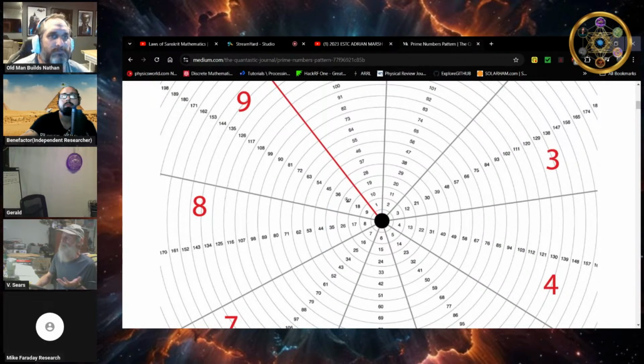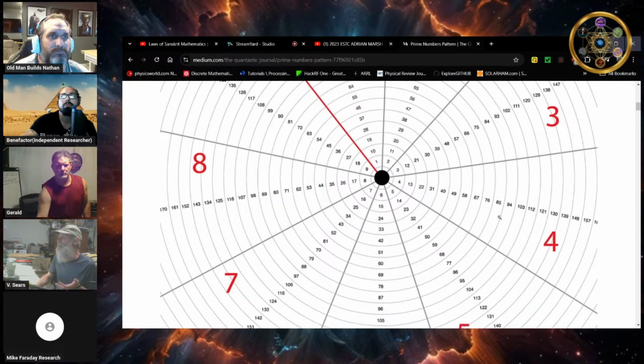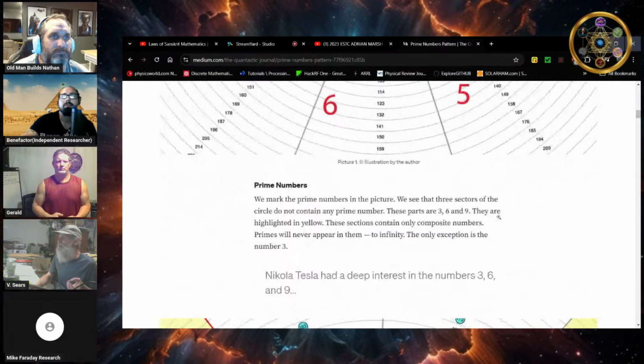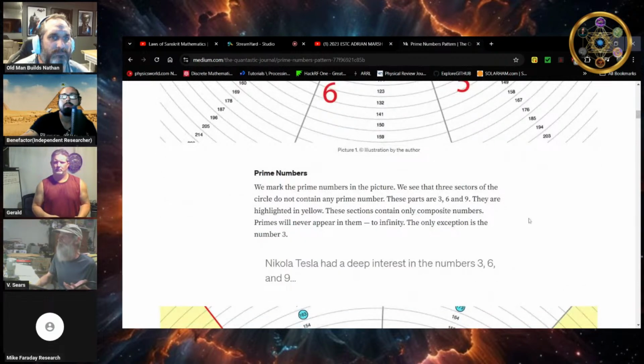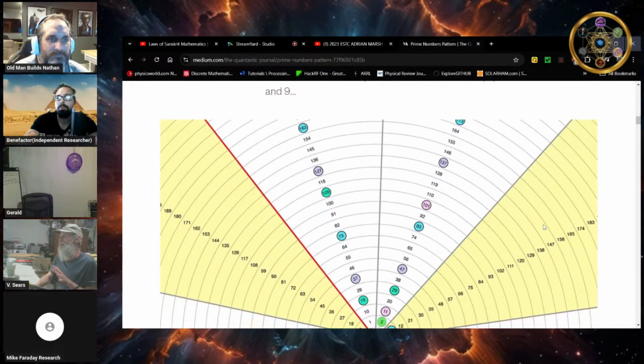But this red line is special too. But anyway, the prime numbers in the picture, you see 3 sectors that don't have any prime numbers at all. They only contain composite numbers, which is something I noticed alchemical scientists saying about the Malcolm grid. So anyway, what I noticed about the 369 then, if there's no primes there, there's no atomic building blocks in them 3 lines.